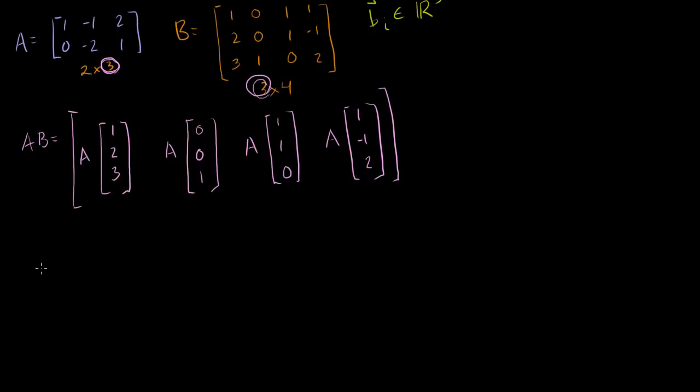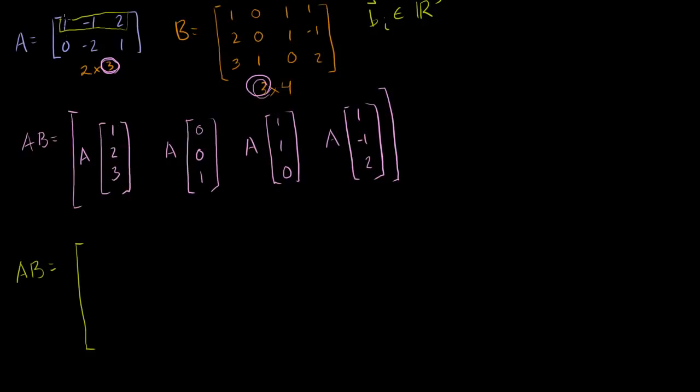And so what is this equal to? So AB, let me rewrite it. AB, my product matrix, is going to be equal to, so this first column is the matrix A times the column vector 1, 2, 3. And how did we define that? Remember, one way to think about it is that you can kind of think of it as each of the rows of A dotted with the column here of B.